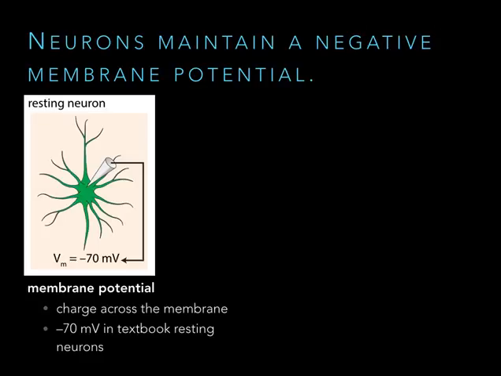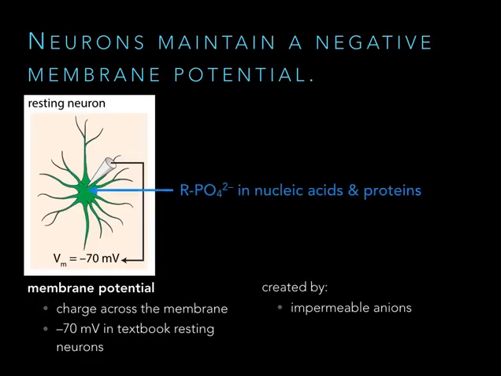The reason that we have this negative potential is in part because of impermeable anions. Those would be phosphates. That's that PO4. Phosphate groups have a negative charge, and you find phosphate groups in all of our nucleic acids, so all the DNA and RNA in our cells. Also ATP, which is kind of floating all throughout our cells. That's our source of energy. It's also a part of RNA there. That also contains phosphates. You'll also find phosphate groups floating around freely by themselves and attached to proteins as well.